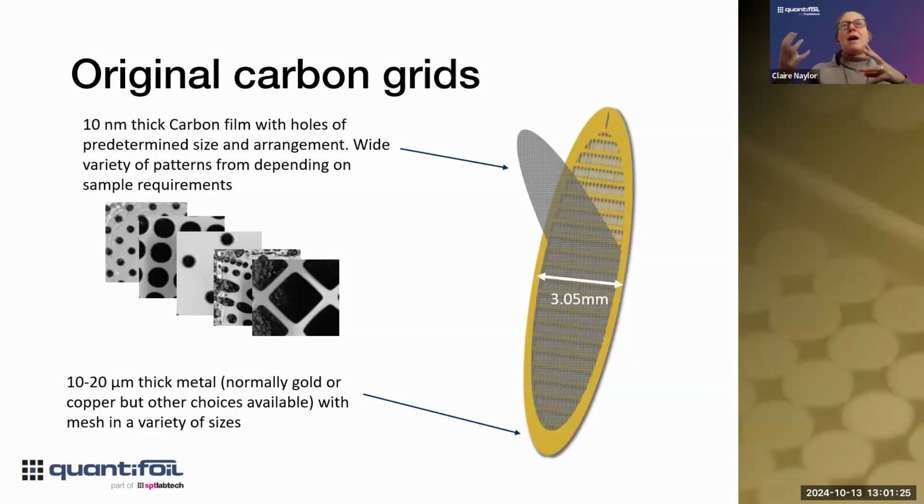So when we started doing cryo-EM, just to remind everybody, the traditional EM grid in use was a metal mesh with a 10 nanometer thick carbon film. And the original thing about Quantifoil, why we're called Quantifoil, is that we were able to produce holes with predetermined size and arrangement in a wide variety of patterns. And that was really what was used from when they were invented in 1999 for at least 15 years and was the standard grid type.